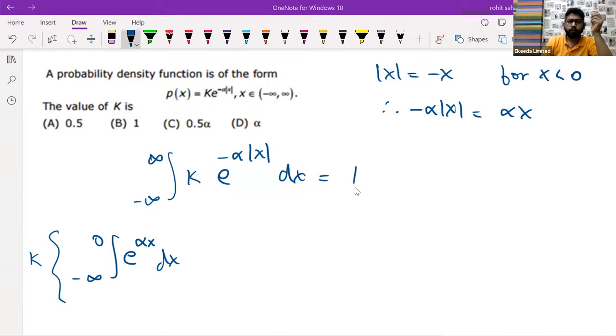C is correct. Thank you very much. आप बनाते रहो, मुझे ऐसे अच्छा लगेगा. बहुत बहुत शुक्रिया अंशुल, thank you.